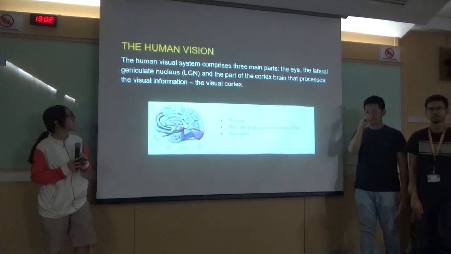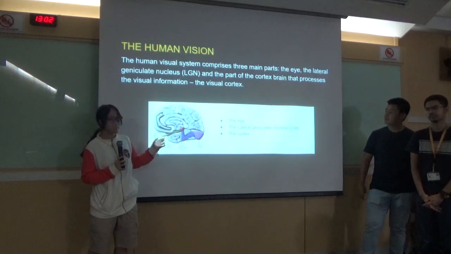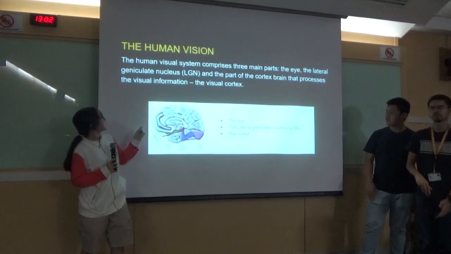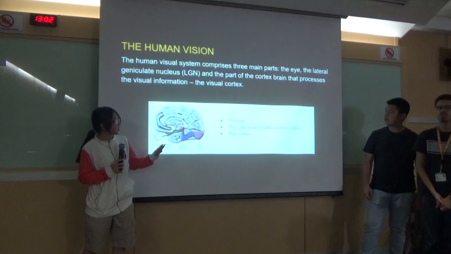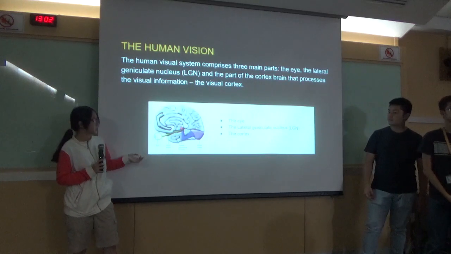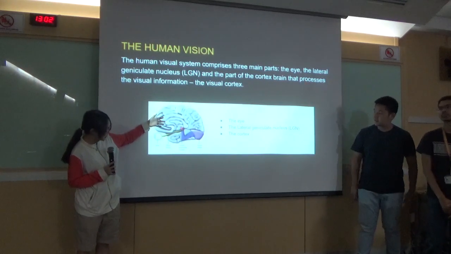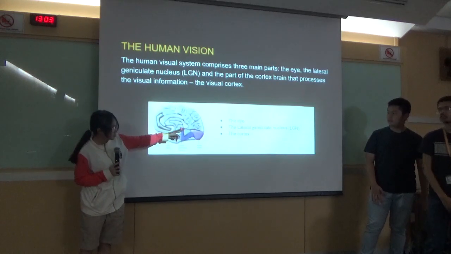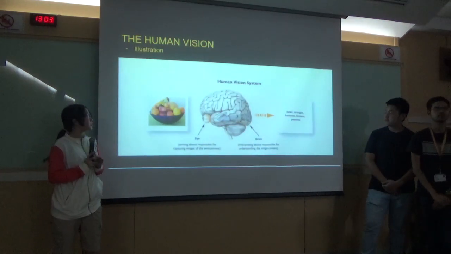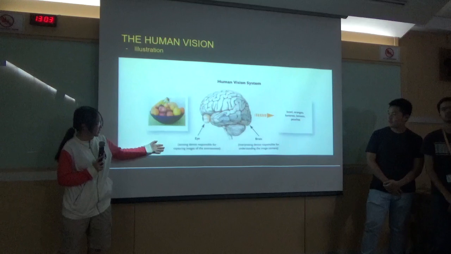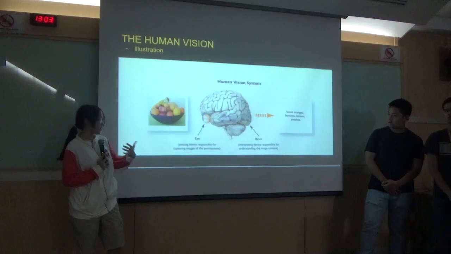The human visual system comprises three main parts: the eyes, the lateral geniculate nucleus or LGN, and the part of the cortex in the brain that processes visual information, the visual cortex. Here is the eye, the cortex, and over here is the lateral geniculate nucleus. Here is also another illustration of human vision: the eye again, and then the brain, and how it processes what it sees.